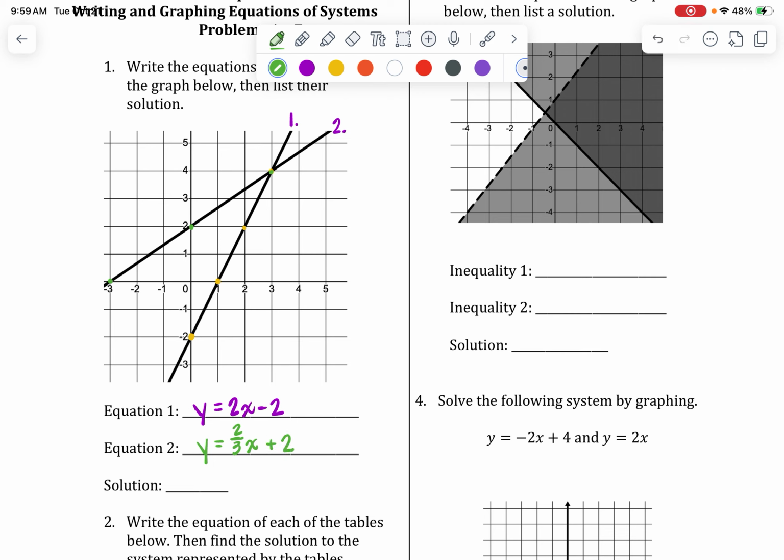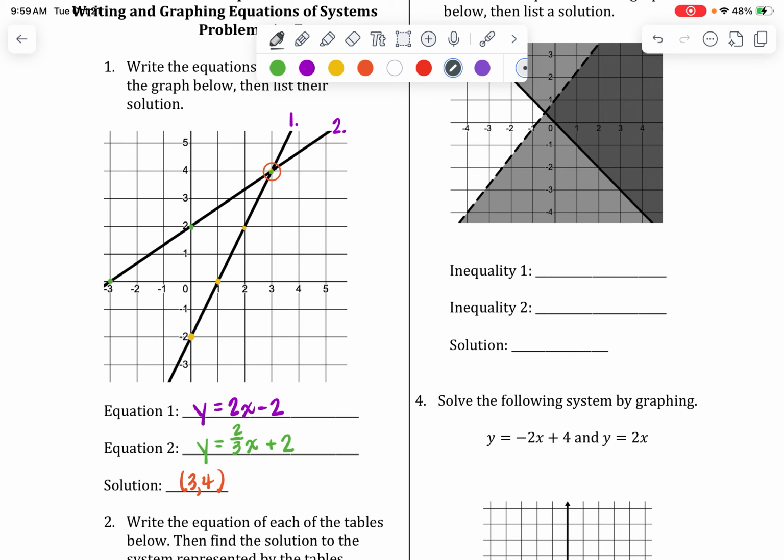All right, and then the solution is, of course, the point that they have in common, right, which is going to be 3, 4. Or x equals 3, y equals 4 if you want to write it out, but you can just write the solution as that ordered pair.